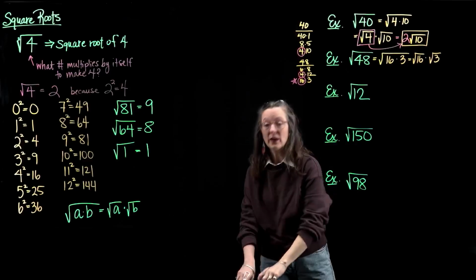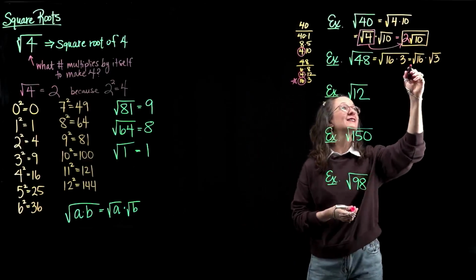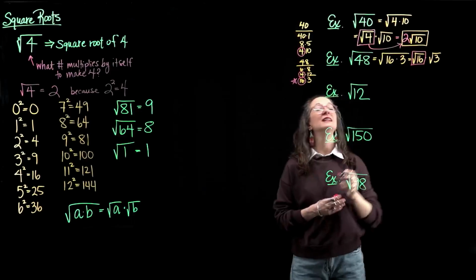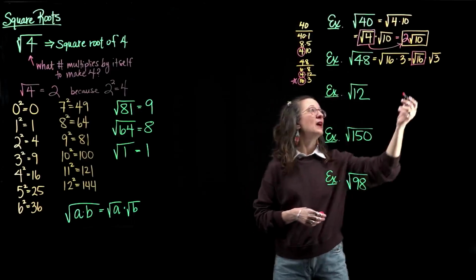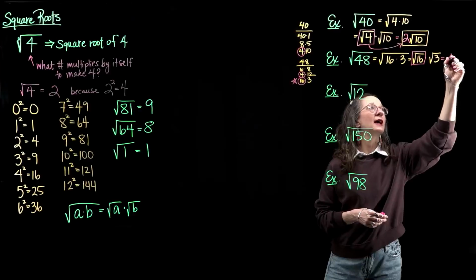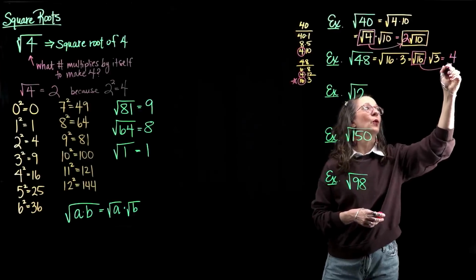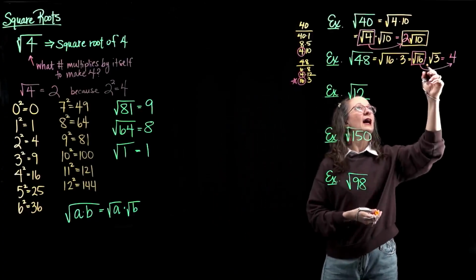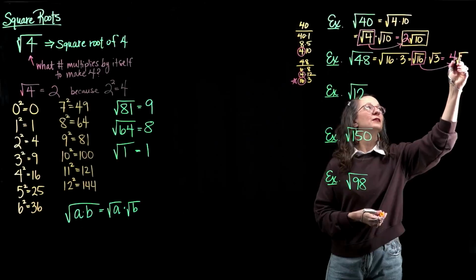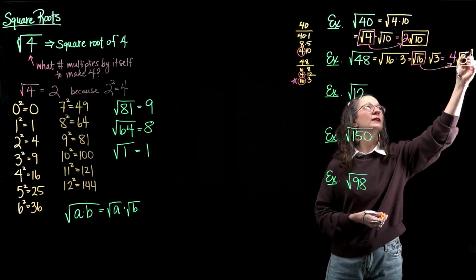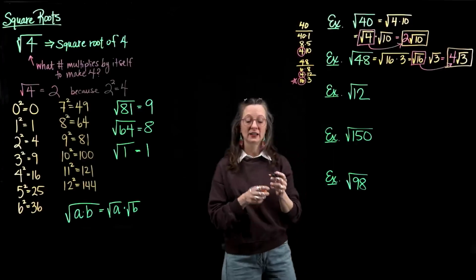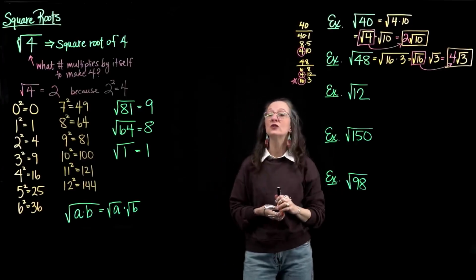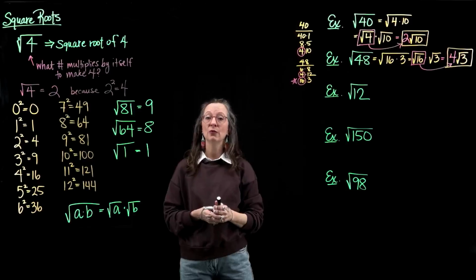We know what the square root of 16 is because 16 is a perfect square. So I would rewrite this as 4 instead of the square root of 16. And then that square root of 3, there's nothing else I can do to it. So we'll just write it on the end. So my final answer would be 4 square root of 3.